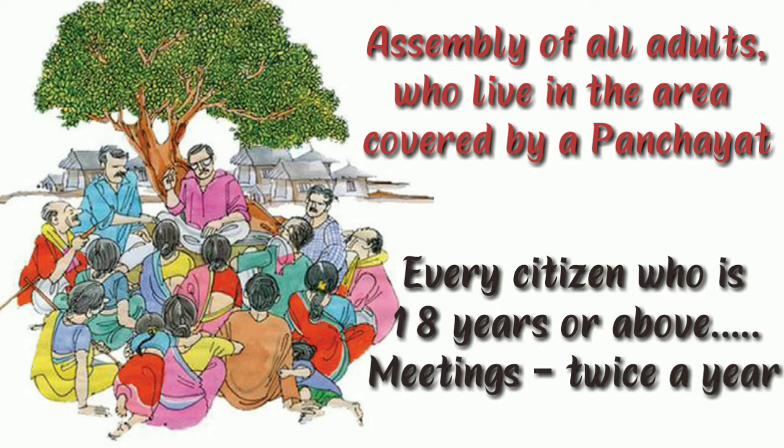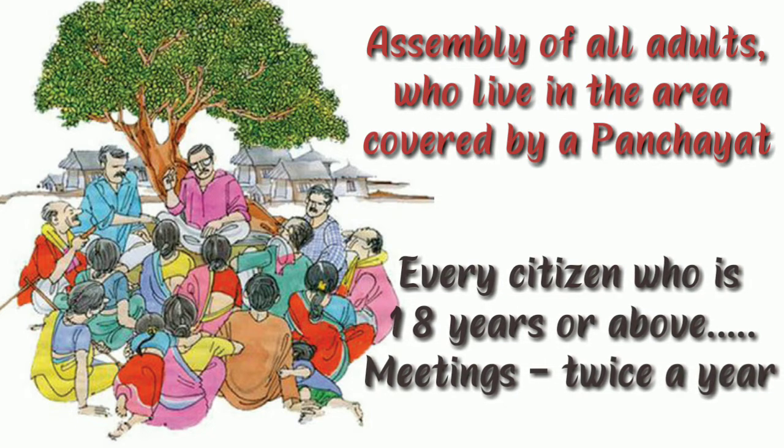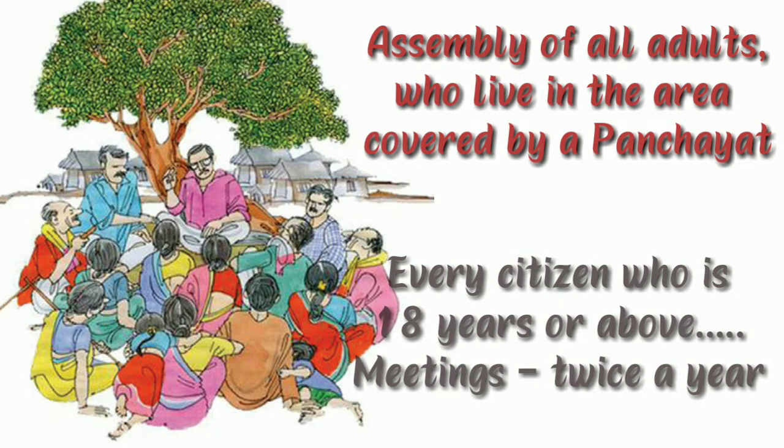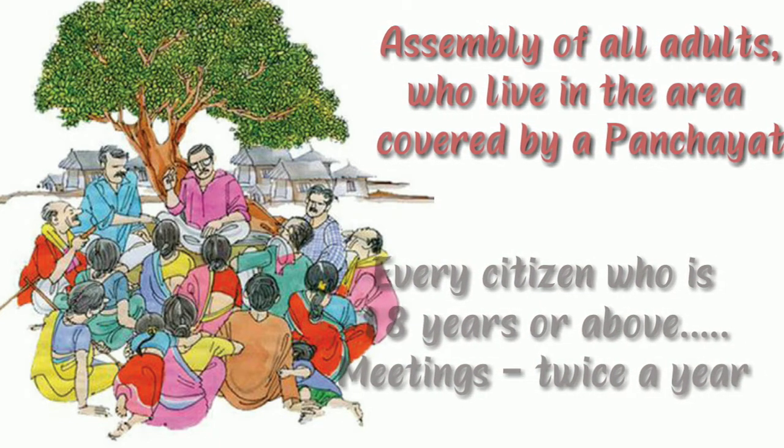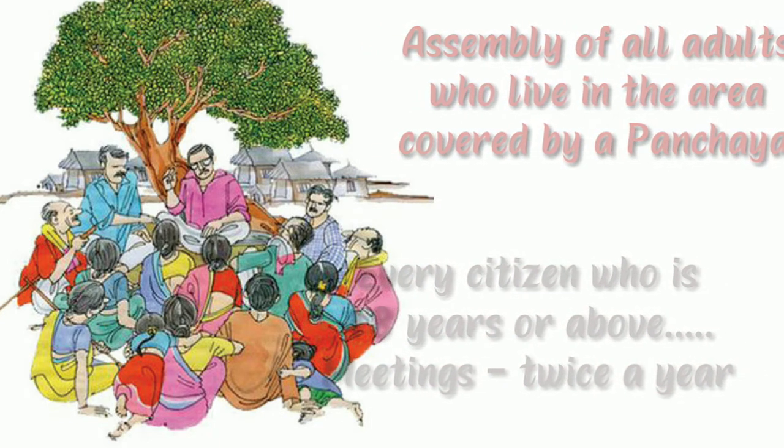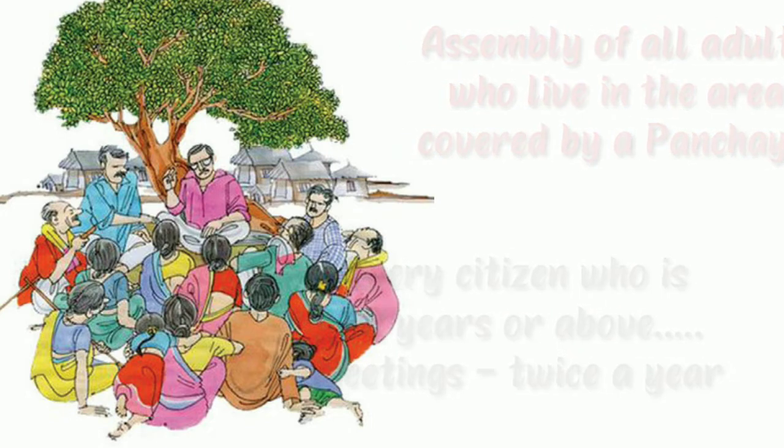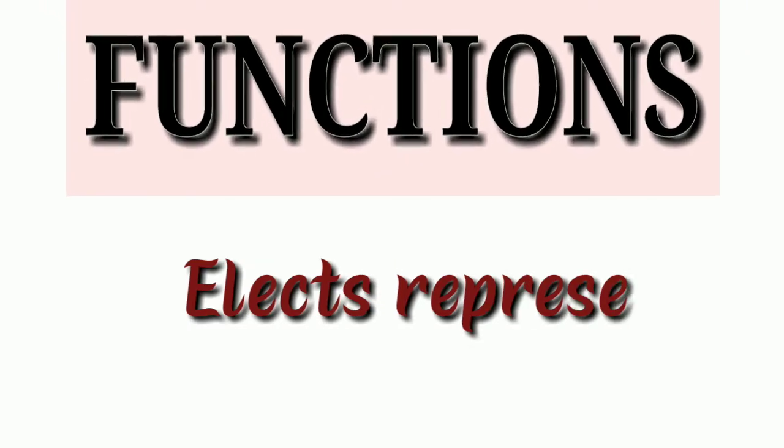Every citizen who is 18 years of age or above, that means whose name is in the voter list, is a member of the Gramsabha. And the Gramsabha holds meetings where people directly participate and seek answers from their elected representatives. The meetings are held at least twice a year. Now, what are the functions of Gramsabha?